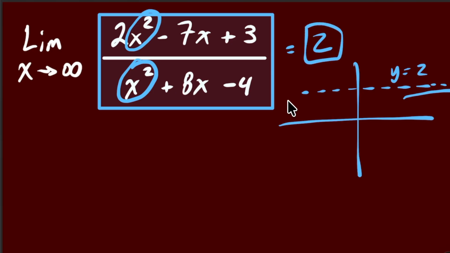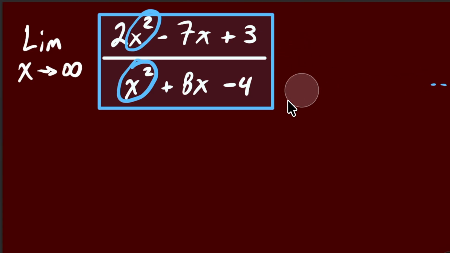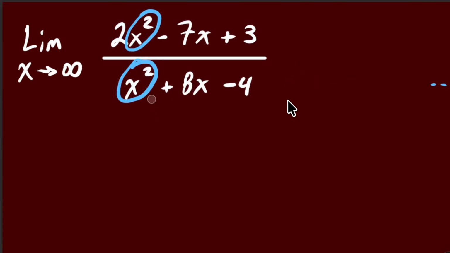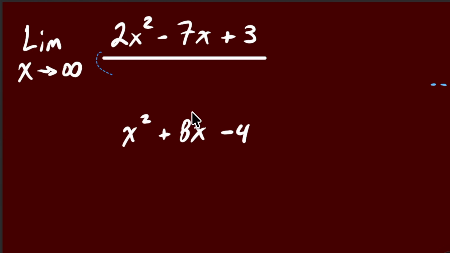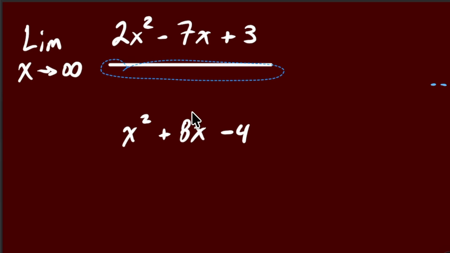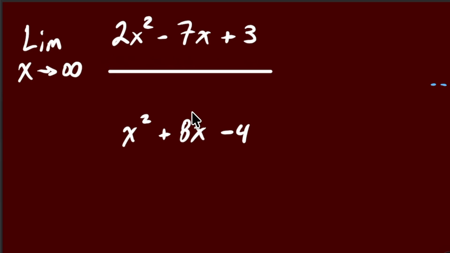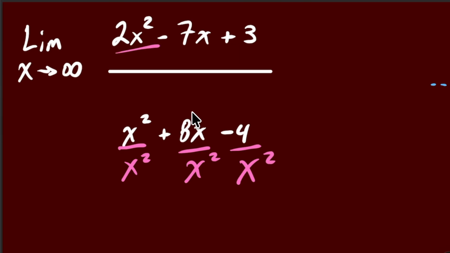But suppose for some reason your teacher said, okay, we're not allowing you to use that technique. This is the algebraic way of doing it. You go to the denominator and you find the highest degree, and you divide the entire numerator and denominator by the highest degree in the denominator. So the highest degree in the denominator is x squared. So we're going to divide it one term at a time by x squared in the denominator, and we're going to do the same thing in the numerator. And then we're going to plug in infinity.